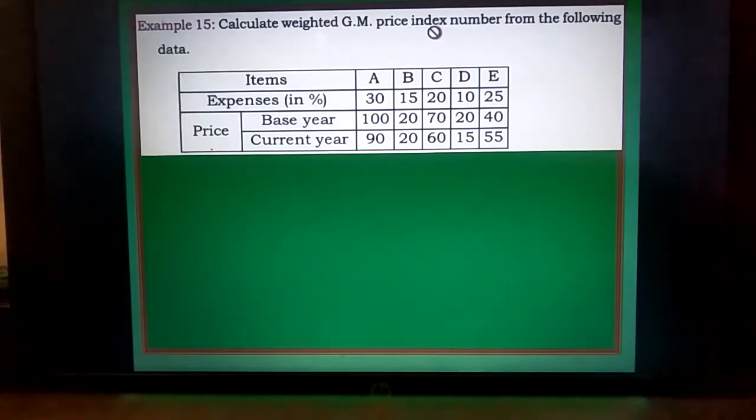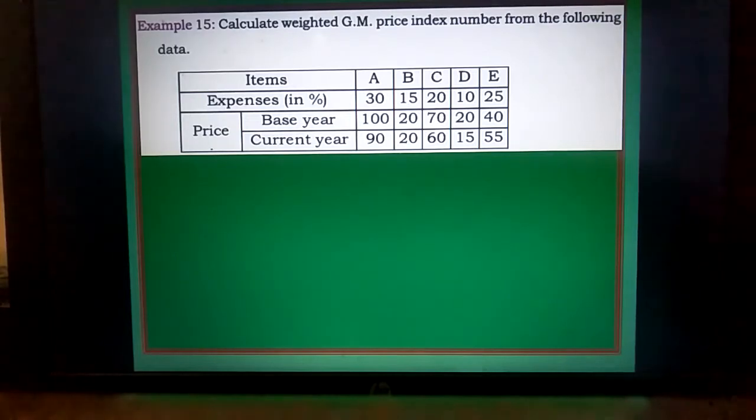But earlier we had already solved the unweighted or simple index number based on price relatives using geometric mean. There the formula was anti-logarithm of, that means P01 is equal to anti-logarithm of sum of log P divided by N, that was calculated earlier for the unweighted or simple index number.